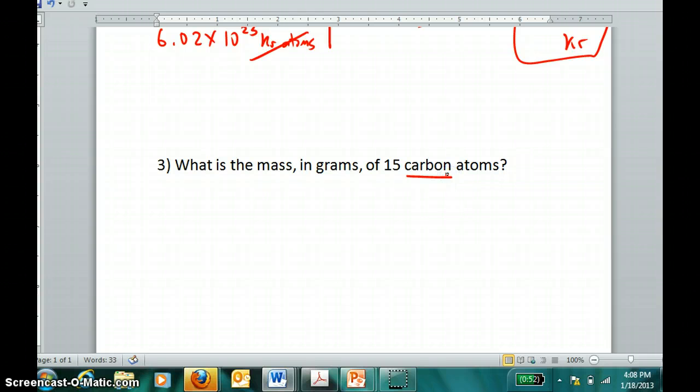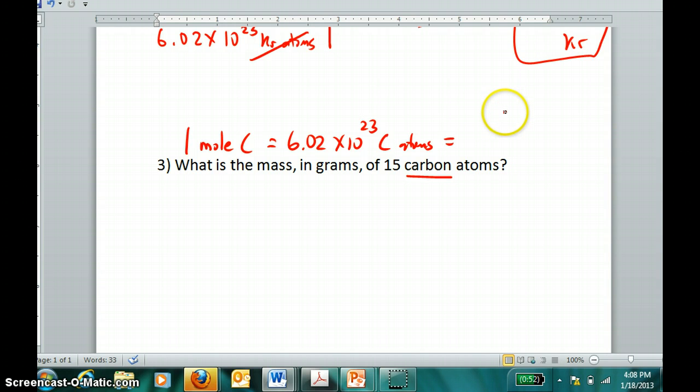I've changed the substance I'm talking about, so I'm going to write the trinity. 1 mole of carbon is equal to Avogadro's number of carbon atoms, and it is also equal to the gram formula mass of carbon. And carbon's atomic mass is 12.0, and so the gram atomic mass is 12.0 grams of carbon.